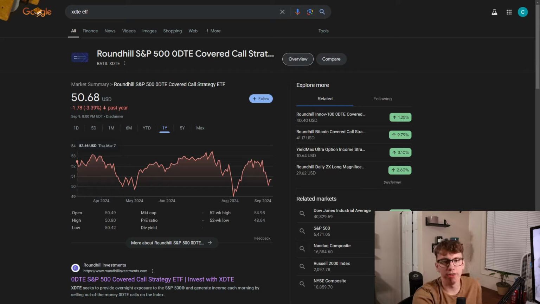We're going to go over the fund for those that don't know about it, and then we're going to look into the dividend history. We're going to do a DRIP calculation to see how well this fund has performed, which I was really surprised about actually. And then we're going to throw all of this into a calculation and see how many shares and how much money you have to invest to actually retire yourself off of XDTE alone.